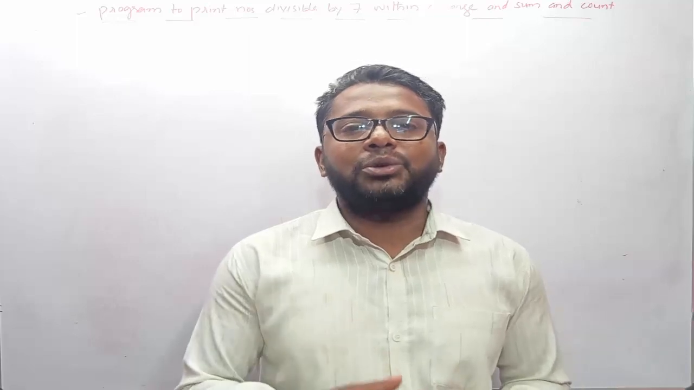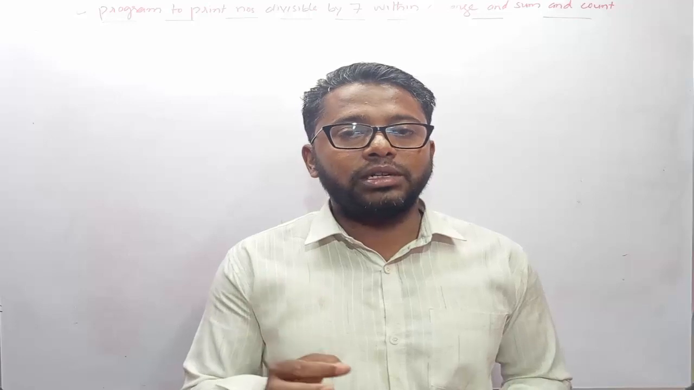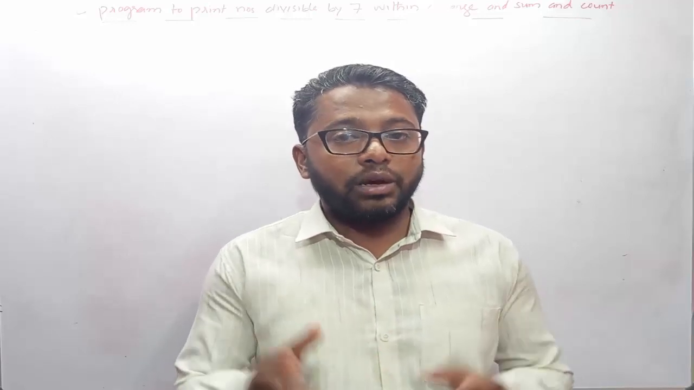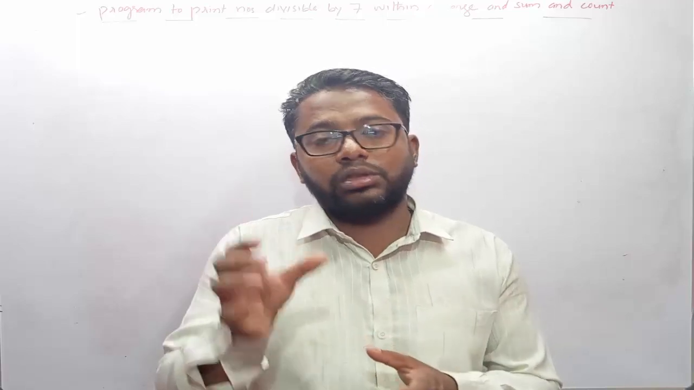Hi everyone, in today's video I'm going to discuss writing a C program to find those numbers which get divisible by 7 within a range, and I also want to find the sum and count of those numbers which get divisible by 7.